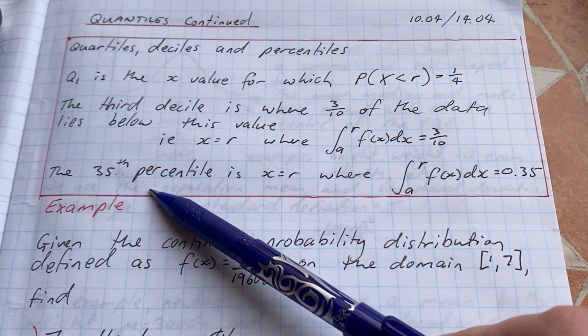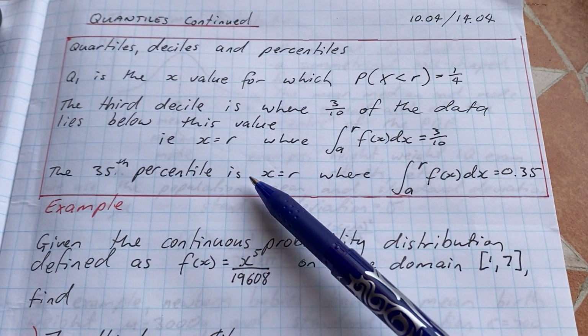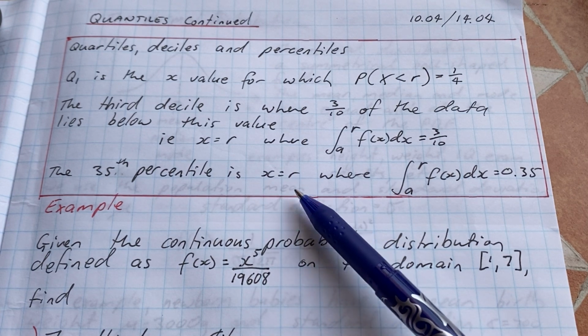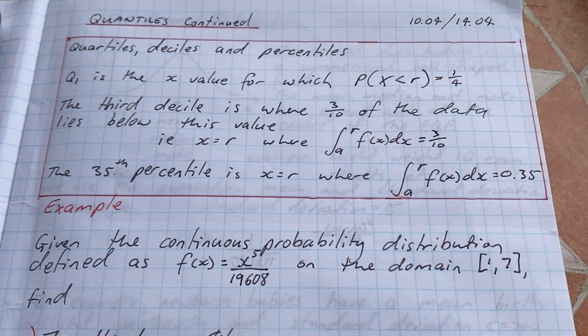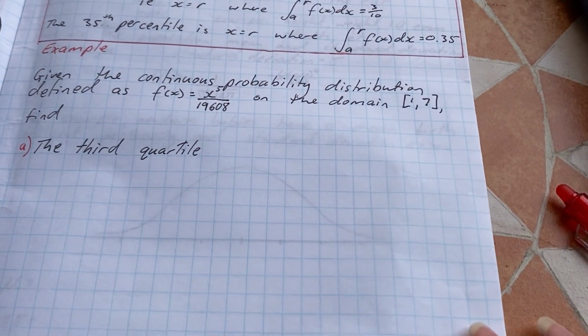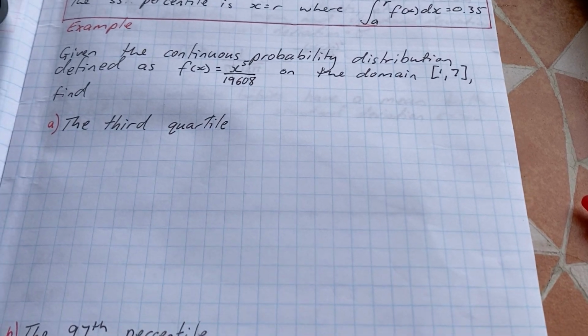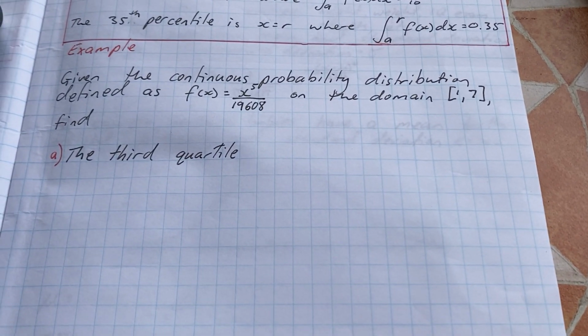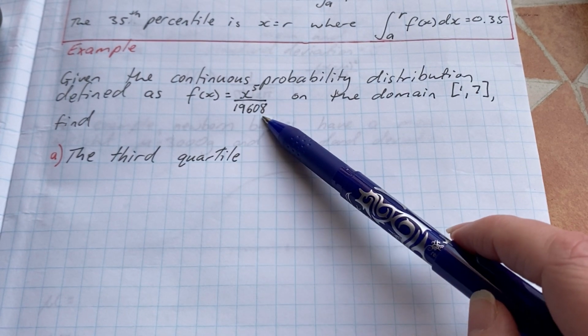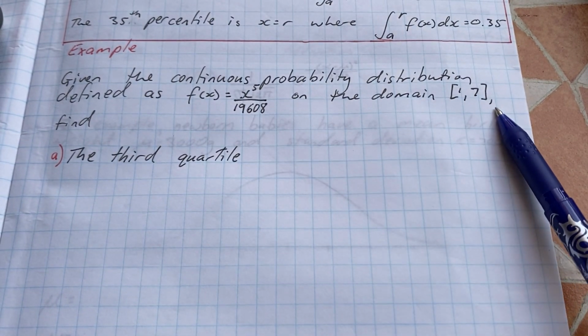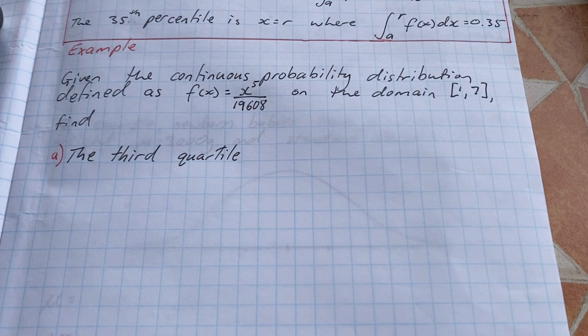So if you wanted the 35th percentile, it's where it's the x value equal to r, where we've got our integral equals 0.35 for the 35th percentile. So let's just do two quick examples with that. Given the continuous probability distribution defined as f of x equals x to the 5 over 117,648 on the domain from 1 to 7, find the third quartile.